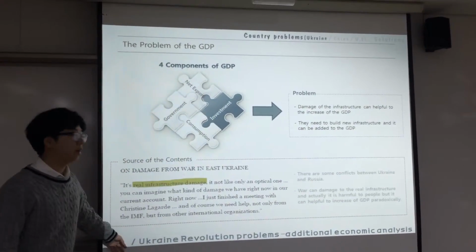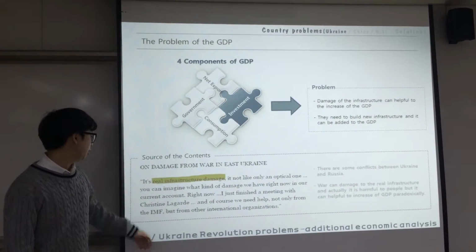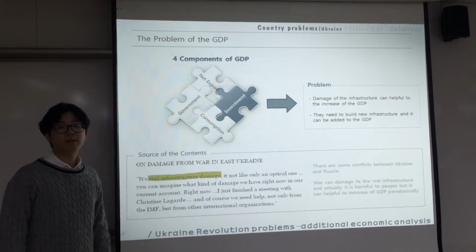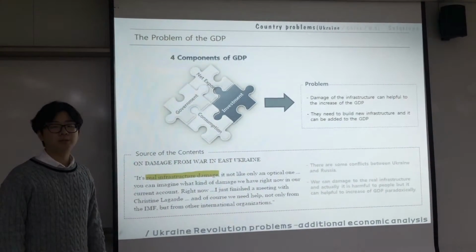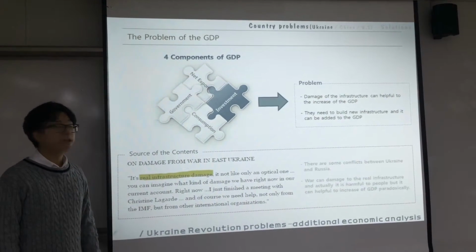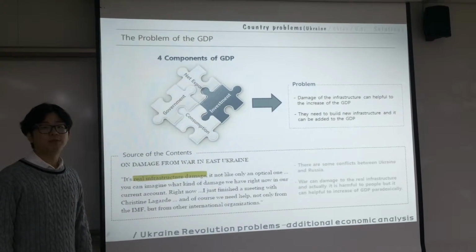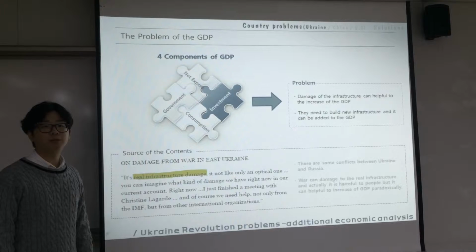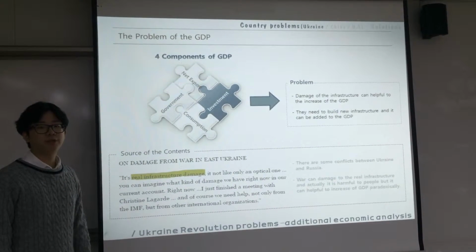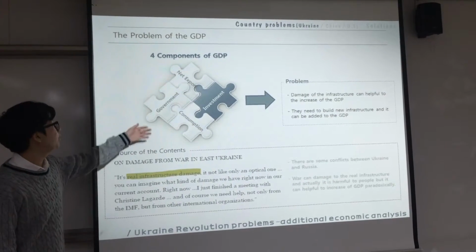This is an additional economic analysis. In this article, we can notice that war or revolution can cause real infrastructure damage. We already studied GDP, and we also studied that GDP is not a perfect measure of well-being. If there is a violent revolution and some infrastructure damage, it is harmful to the public's well-being. However, governments need to rebuild the infrastructure, and it can be positive to the GDP. And this is the limitation of GDP.